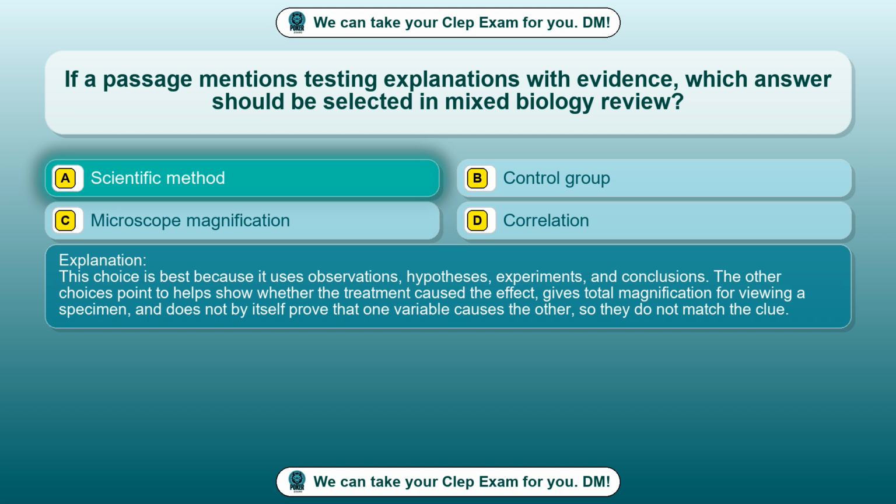This choice is best because it uses observations, hypotheses, experiments, and conclusions. The other choices point to help show whether the treatment caused the effect, gives total magnification for viewing a specimen, and does not by itself prove that one variable causes the other, so they do not match the clue.